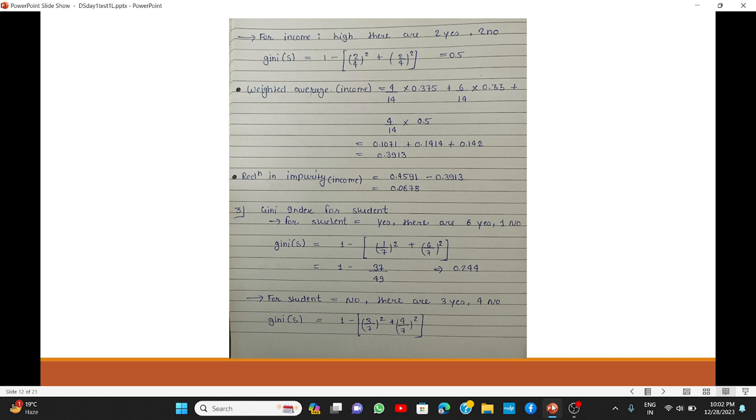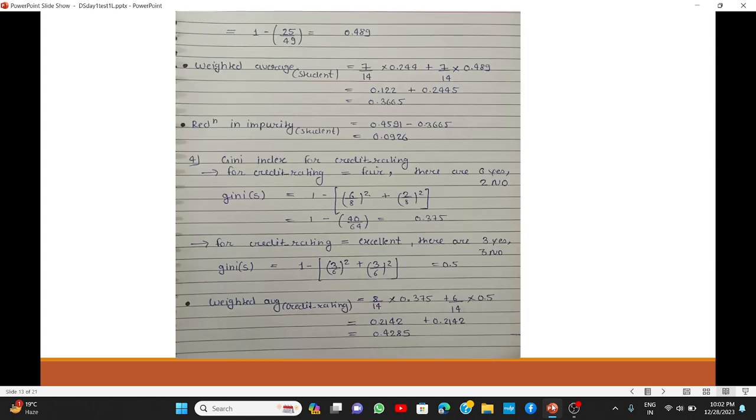Now we will calculate the Gini index for student. In the student attribute, in yes value there are 6 yes and 1 no. Then Gini for yes is 0.244, and for no there are 3 yes and 4 no. Then Gini for no is 0.489. Then the weighted average of student is 0.3665, and the reduction in impurity of student is 0.0926.